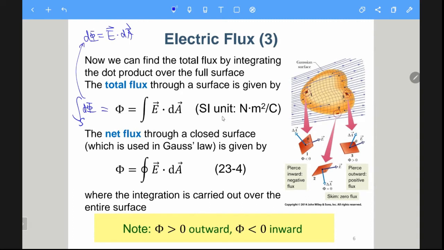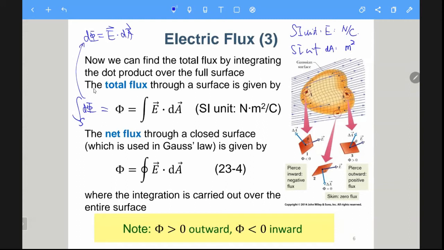Okay, and of course the SI unit is important. The SI unit is N m² over C, because the SI unit for E is N over C, and the SI unit for area is m², meter squared. So they multiply together, so N m² over C, like this.